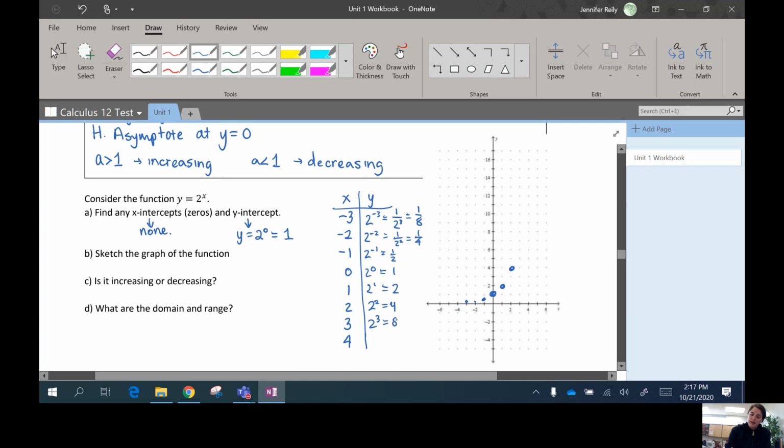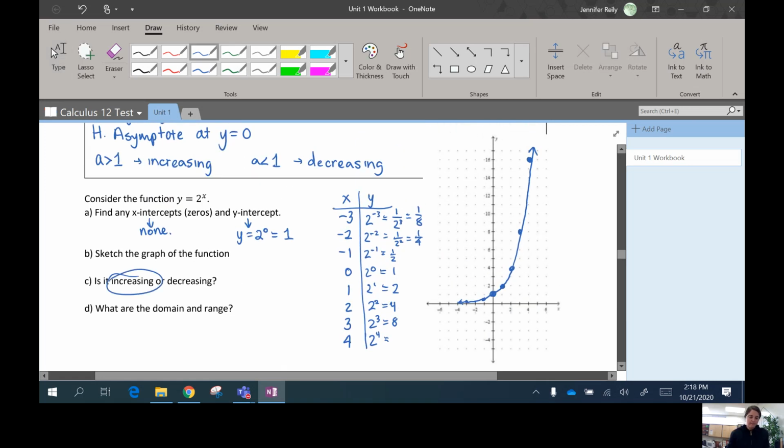2 cubed is 8. Things that you would model with exponential functions would be like the bacteria example. Bacteria grows very rapidly, very quickly, doubles every 20 minutes. So things like that you want to model like this, where they increase very fast. Okay, so there's your graph. And because a is greater than 1, we have an increasing function here.